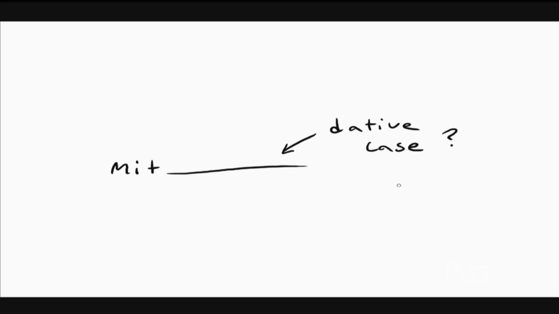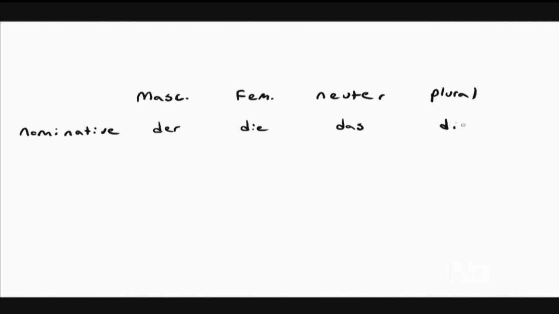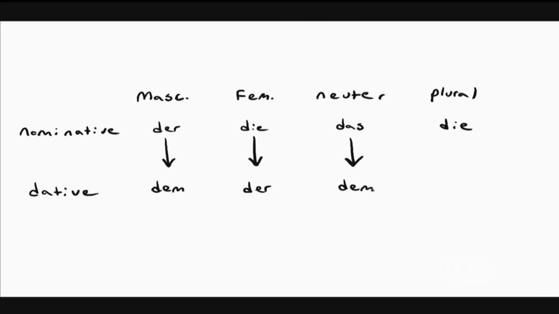Dative case? Let's review. You remember that there are 3 genders in German plus the plural. The nominative case has the following articles: der, die, das, and the plural die. Now, what happens to these articles in the dative case? Der becomes dem. Die becomes der. Das becomes dem. Die becomes den. That's the dative case. Now let's see what mit can do.